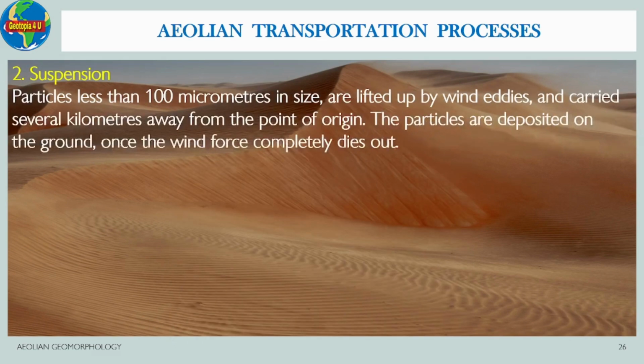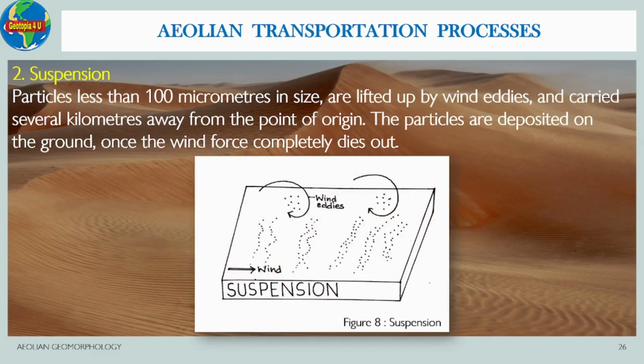Number 2. Suspension. Particles less than 100 micrometers in size are lifted up by wind eddies and carried several kilometers away from the point of origin. These particles are deposited on the ground once the wind force completely dies out. In this figure, you can see how suspension activity takes place.